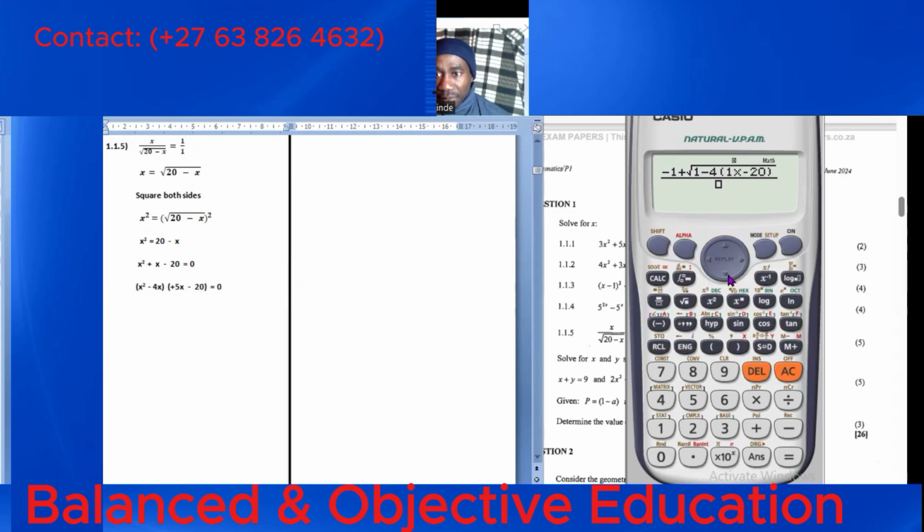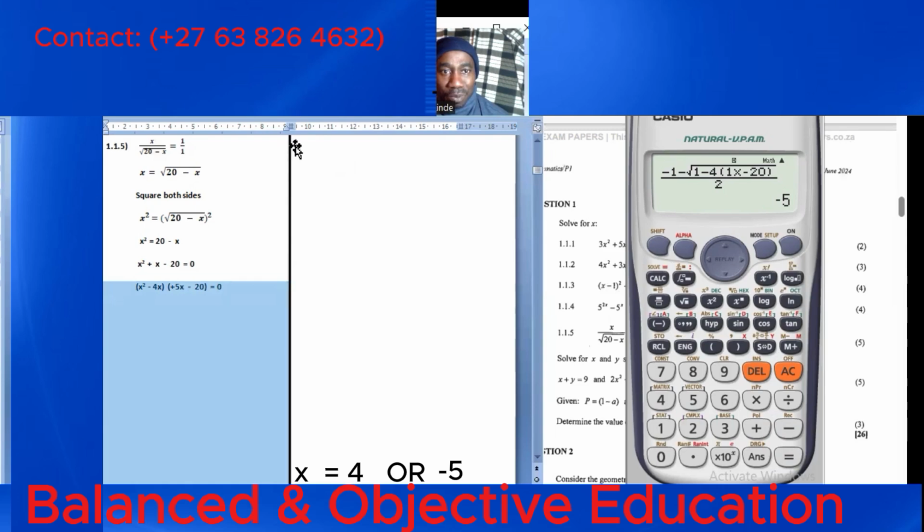Then everything divided by 2 times 1. So here, if you punch in for the plus sign, the answer here will be positive 4. That will be positive 4 there. Then let's look at the situation when the sign is negative. So when the sign is negative, the answer will be negative 5. So those will be the two values of x.